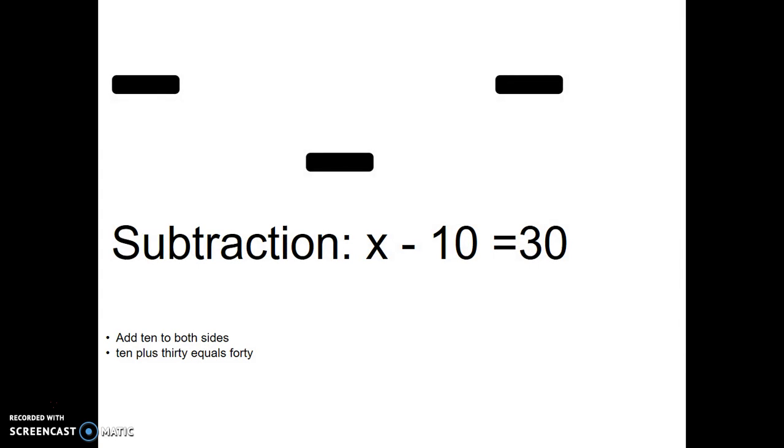Our next problem is subtraction. So when we look at this problem, we want to ask ourselves, what's the variable? Our variable is x. What operation is being performed? It is subtraction. And then how do we undo subtraction? That would be addition. So you would add 10 to both sides. 30 plus 10 equals 40. X equals 40.